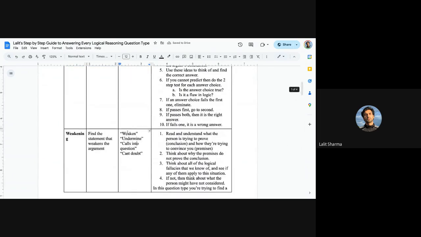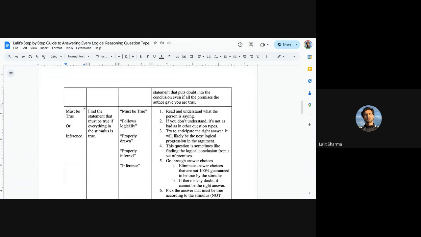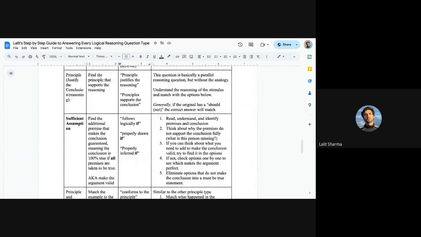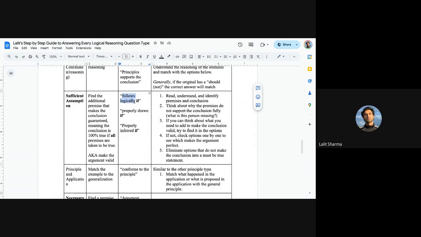So must be true, follows logically, properly drawn, properly inferred, but that could also be a sufficient assumption. So the difference is, if follows logically has that word if, that's why it's in bold, it completely changes it. It changes it into a sufficient assumption question. But if you see these 3 words, then you know it's a sufficient assumption question. And you don't really have to think as much.